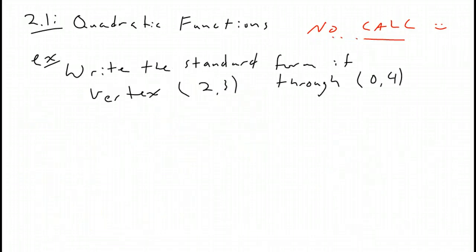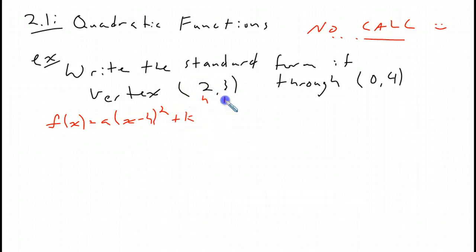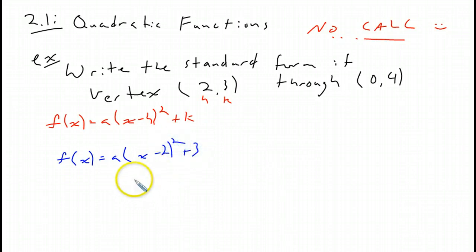You're also going to see problems like this. Again, this is going to be something that you're going to have to do without a calculator. Write the standard form if the vertex is 2, 3, and we pass through the point 0, 4. Well, I know standard form looks something like this: f of x equals a times x minus h squared plus k. I have an h, I have the k. So really, so far I know f of x equals a times x minus 2 plus 3. Oh, don't forget your squared.